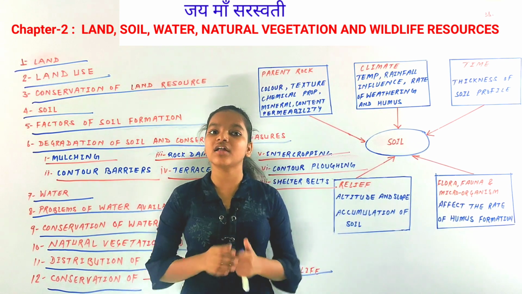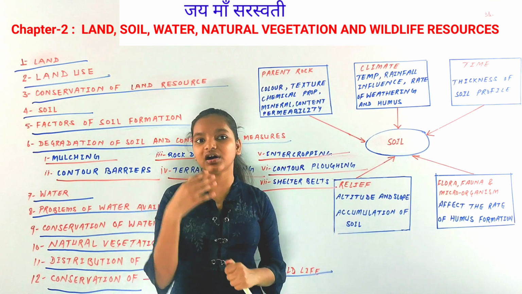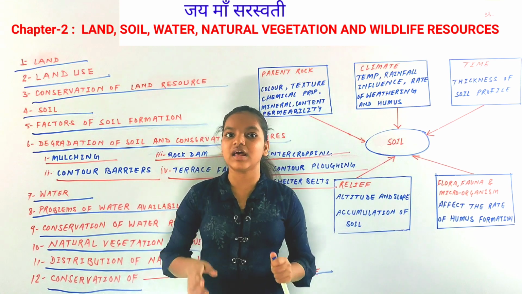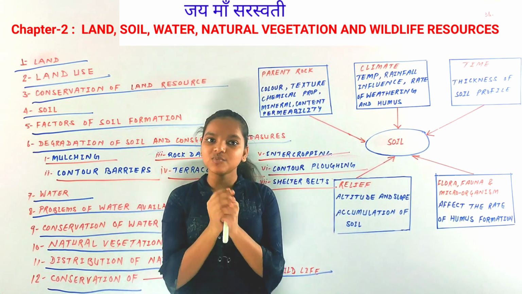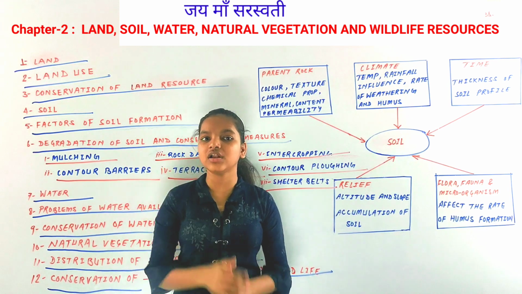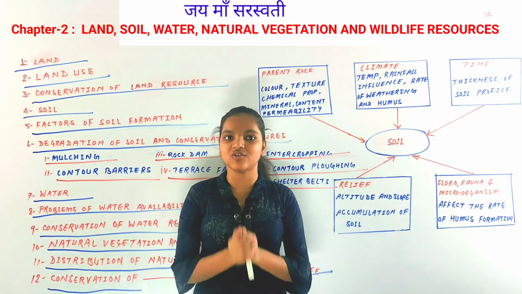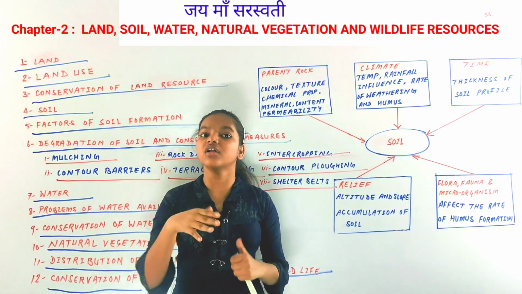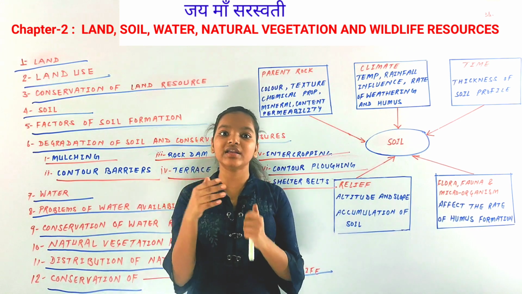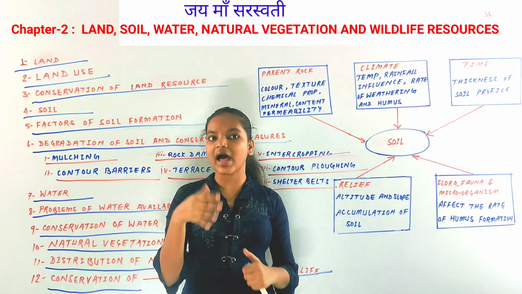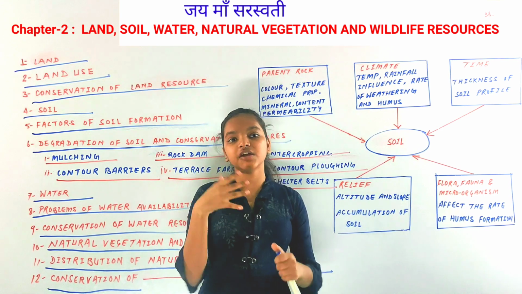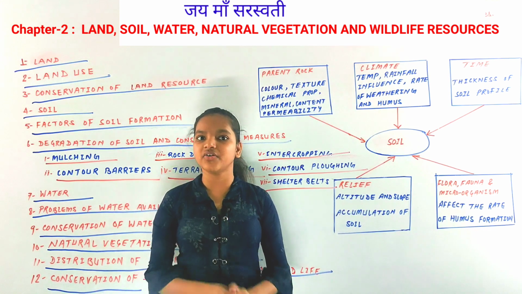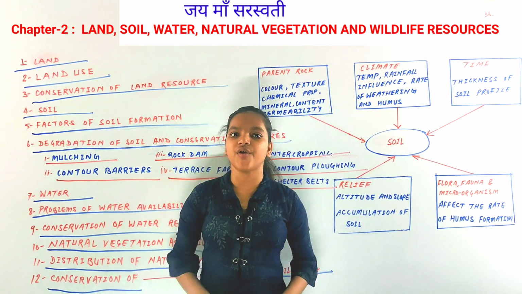And there are so many animals that are on the verge of extinction. Now an international agreement has been made, an international organization has been established for the conservation of natural vegetation and wildlife resources, that is CITES, the Convention on International Trade in Endangered Species of Wild Flora and Fauna. There would be a convention if there is any trade between countries in endangered species of wild flora and fauna.